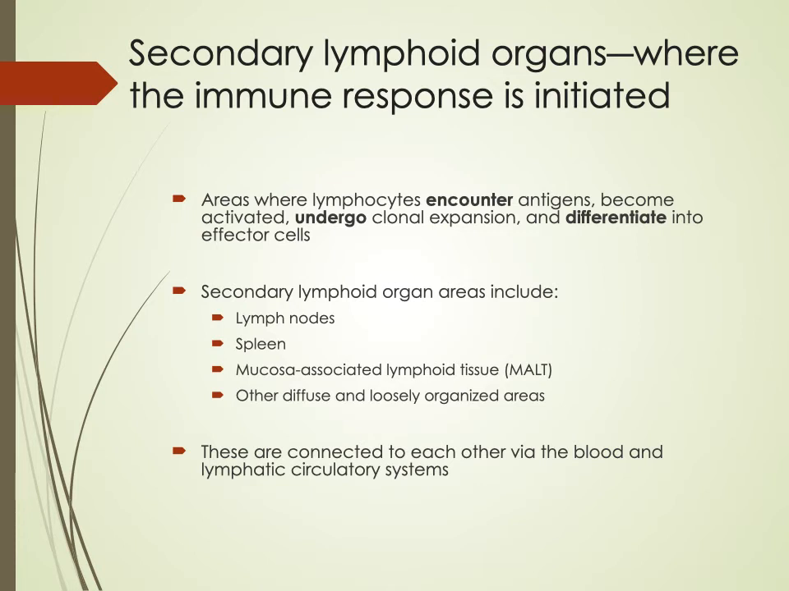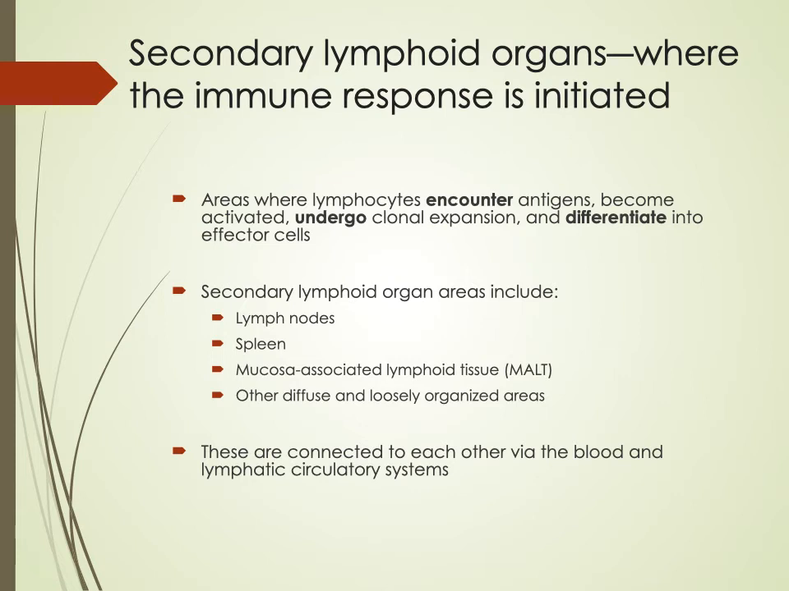So T cell 2 underwent clonal expansion, proliferated, increased in number, and then differentiated into effector cells, into the different types of T cells or B cells. Okay, so secondary lymphoid organs, again, are the lymph node, spleen, MALT, and there are some other ones, including GALT, the gut-associated lymphoid tissue. Okay.